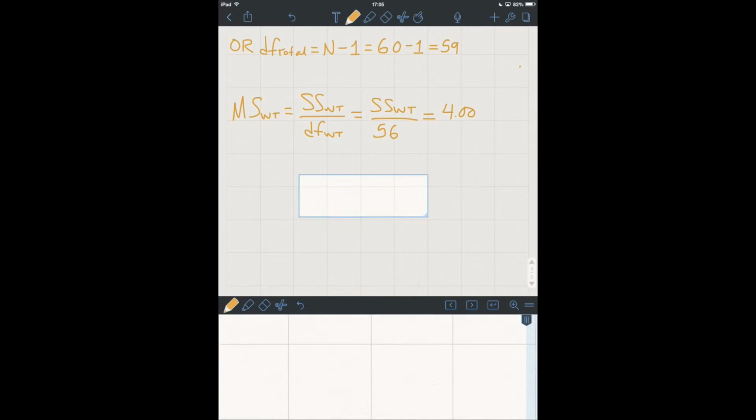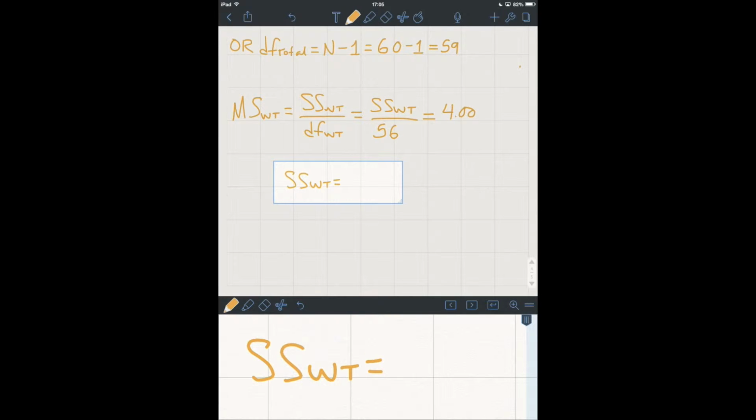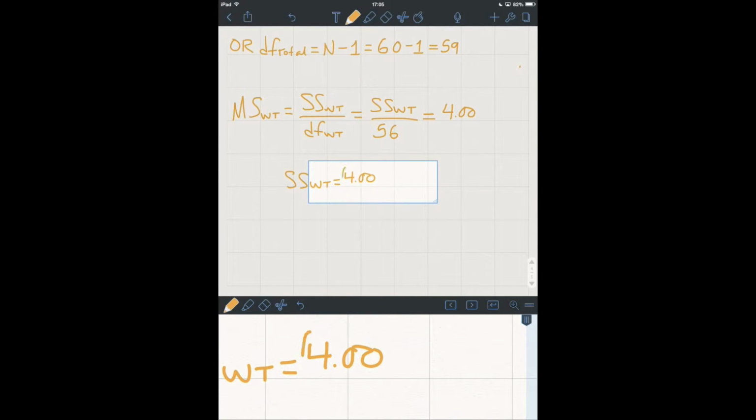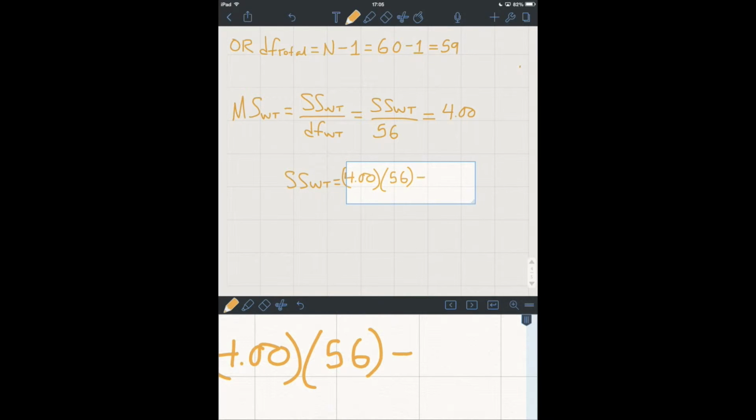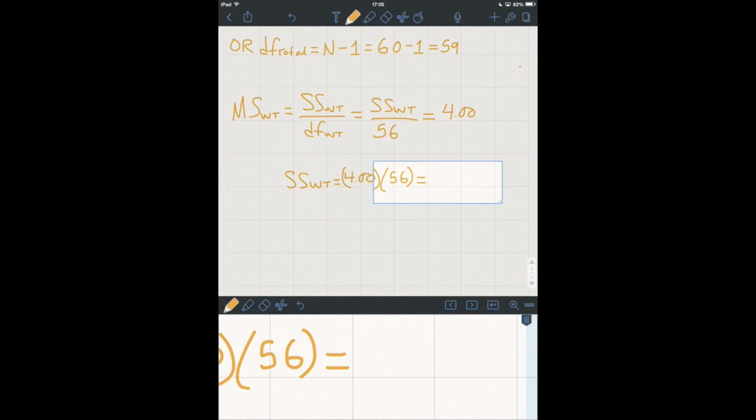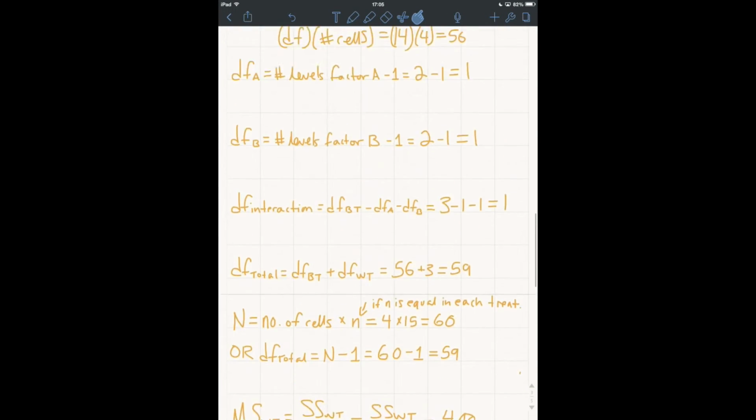4.00. So solving for SS within gives us 4.00 times 56, which is the degrees of freedom within. And that equals 224. And we can fill that in the source table above here.